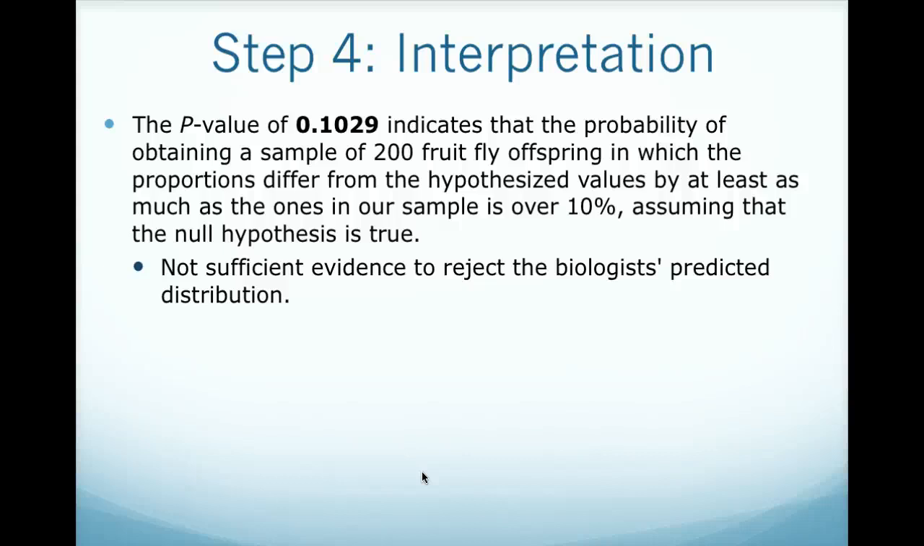With my p-value of 10.29%, that indicates the probability of obtaining a sample of 200 fruit flies in which the proportions differ from the hypothesized values by at least as much as the ones in our sample is over a 10% chance, assuming that the distribution that we expected to see was true. So notice that I do not have sufficient evidence to reject the biologist's predicted distribution.